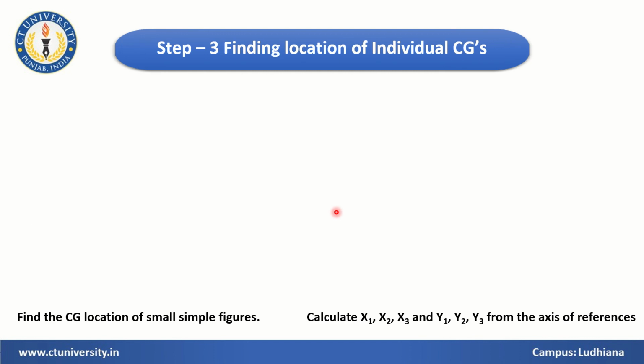Now this is the important step number 3, where we need to find the location of the individual centers of gravity, right? We need to find the center of gravity of the individual figures that we have divided. We have divided into small figures, and we need to find the location of the CG of each and every figure. That means, let's say we have three figures, 1, 2, and 3. So we need to find x1, x2, x3, and y1, y2, y3. x1 and y1 correspond to the x and y distance of these points.